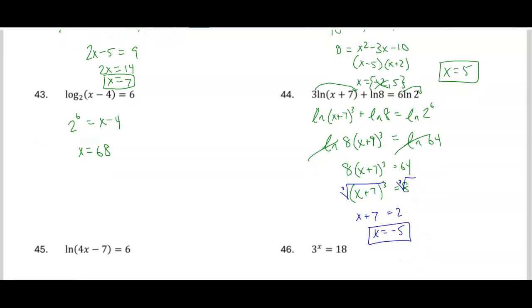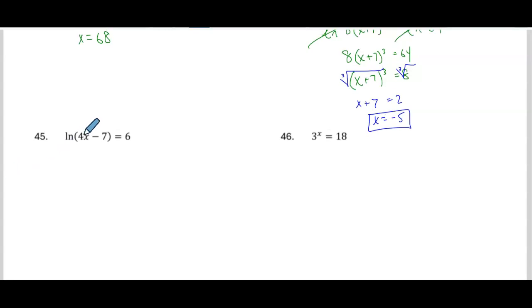All right, let's keep on going here. Number 45, I have a single log. I cannot cross it out. So I need to look for a base. And the base on this is unwritten, but we know that a natural log has base e. And then the exponents across the equal sign, so e to the 6th, 4x minus 7.